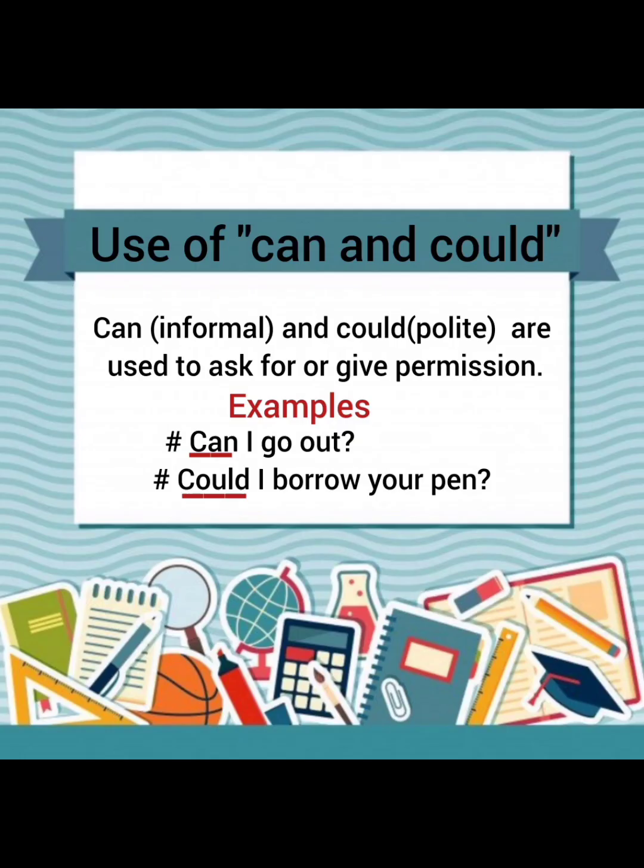Now, can is an informal modal auxiliary and could is a polite modal auxiliary and are used to ask for or to give permission. For example, can I go out? We can ask question with the help of this can, and it's an informal request. Could I borrow your pen? In this case, it's kind of polite request.